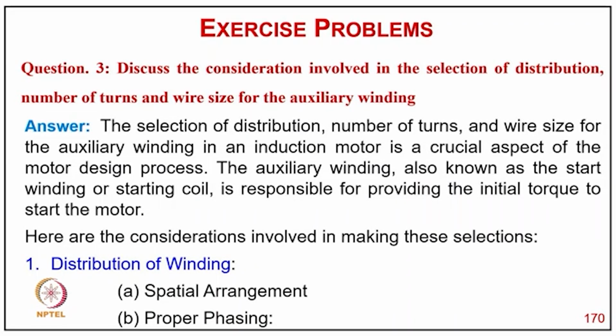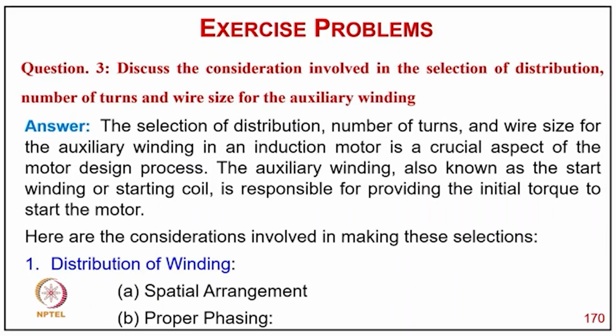Now question 3, discuss the considerations involved in the selection of the distribution, number of turns and wire size of the auxiliary winding. The selection of the distribution, number of turns and wire size of the auxiliary winding in an induction motor is a crucial aspect of the motor design process. The auxiliary winding, also known as the starting winding or starting coil, is responsible for providing the initial torque to start the motor.